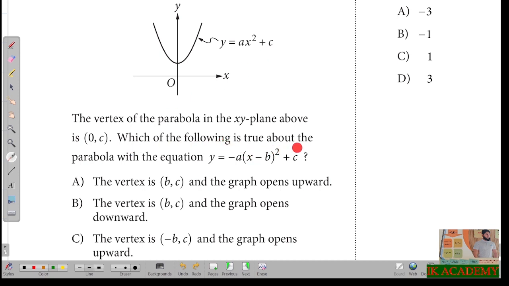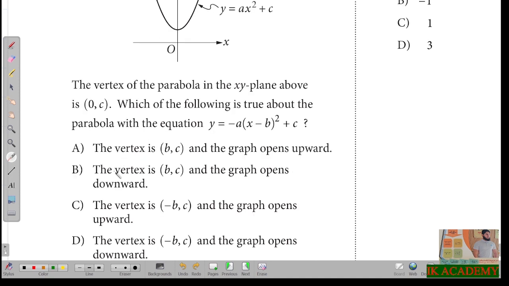Which of the following is true about the parabola with the equation y is equal to minus (x minus b) whole squared plus c? Which of the statements is true from these A, B, C, D options?